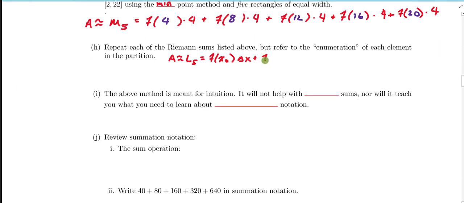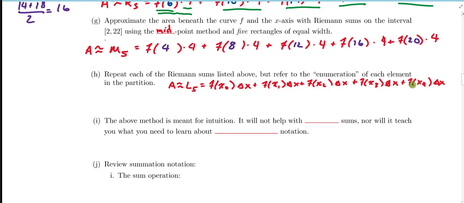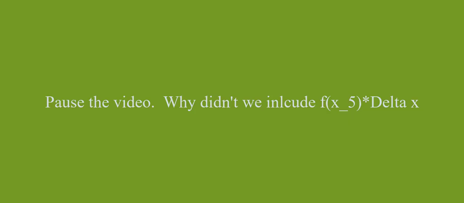And then we had plus f of x sub 1 delta x plus f of x of 2 delta x plus f of x of 3 delta x plus f of x of 4 delta x. Now, at this point, I sometimes have students say, wait, why didn't you use f of x of 5? Think about that for just a second.